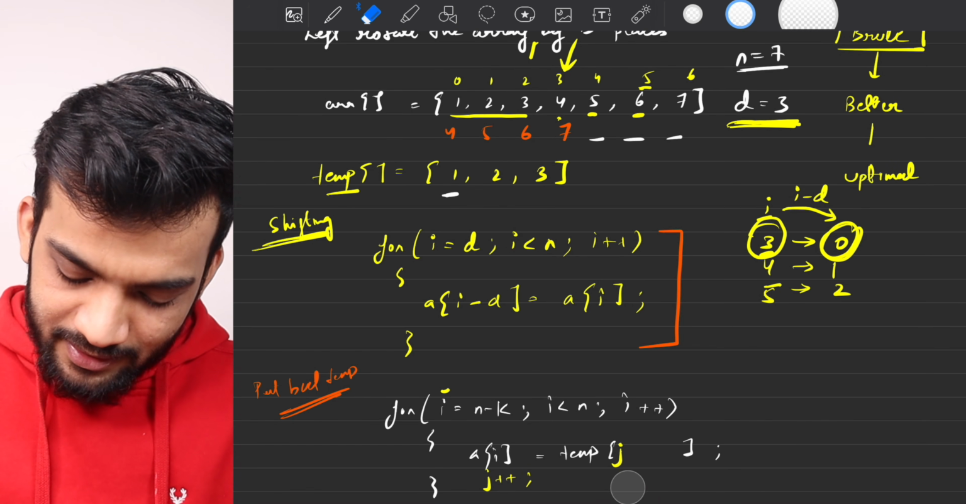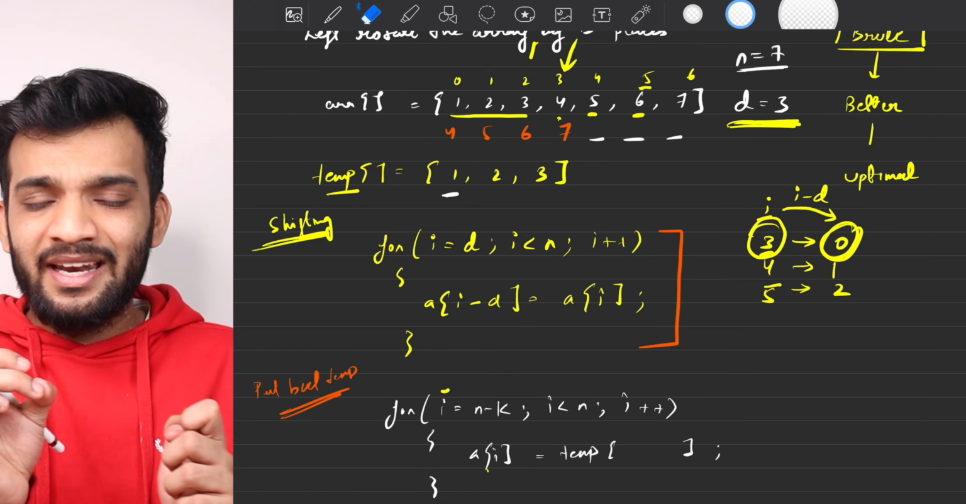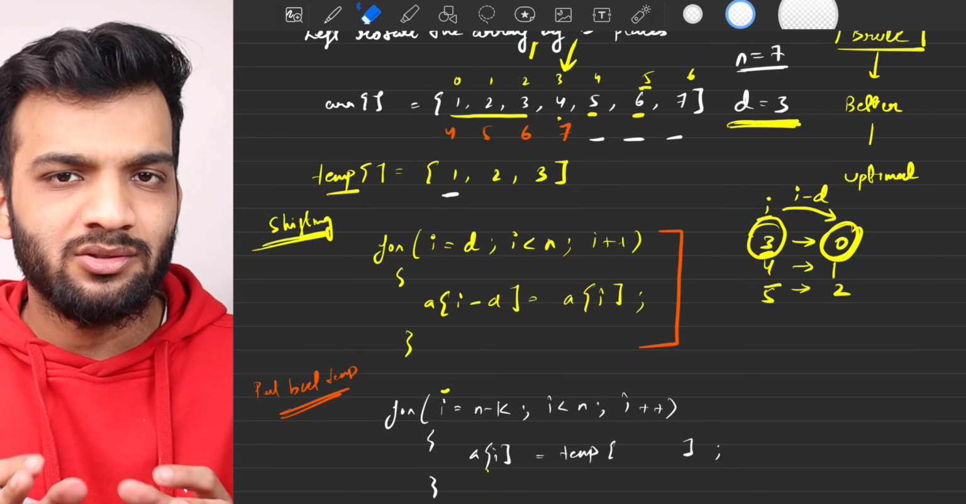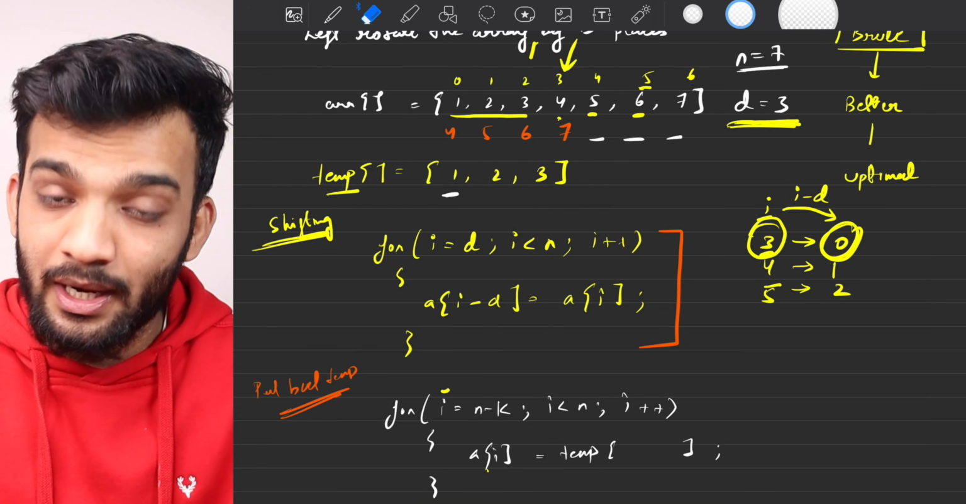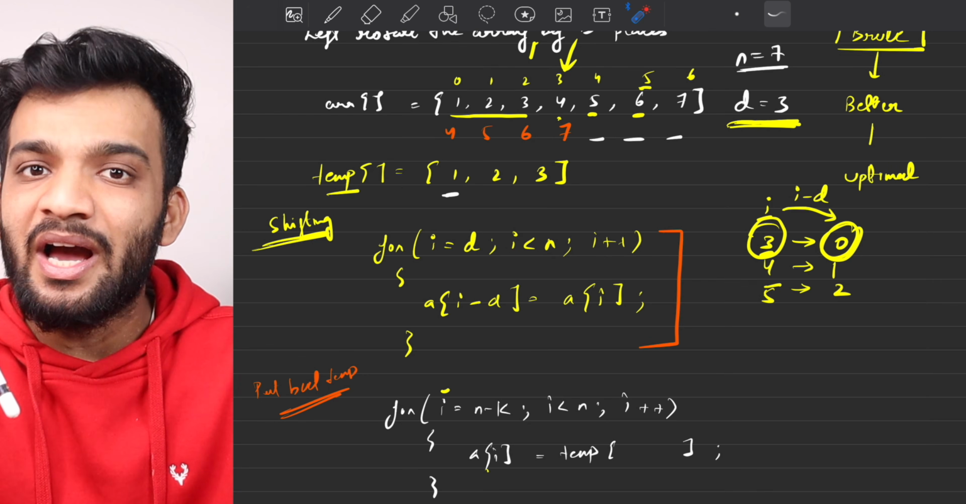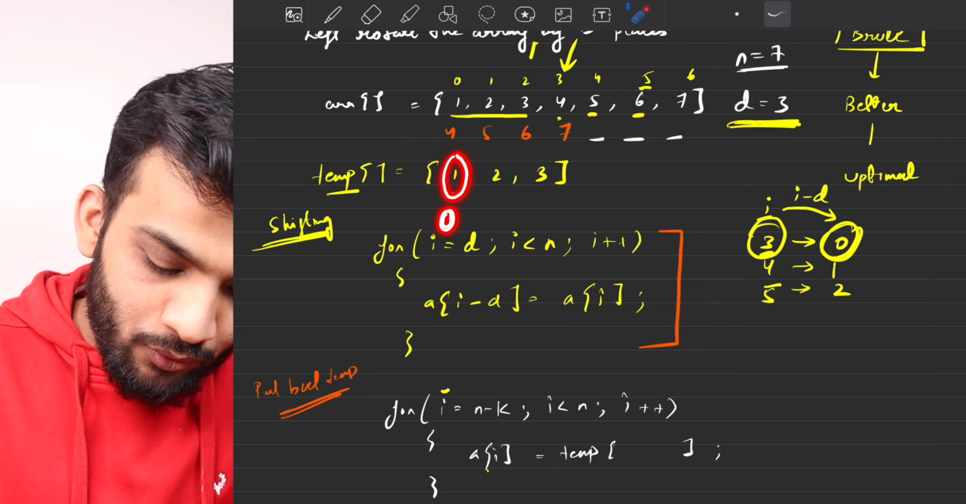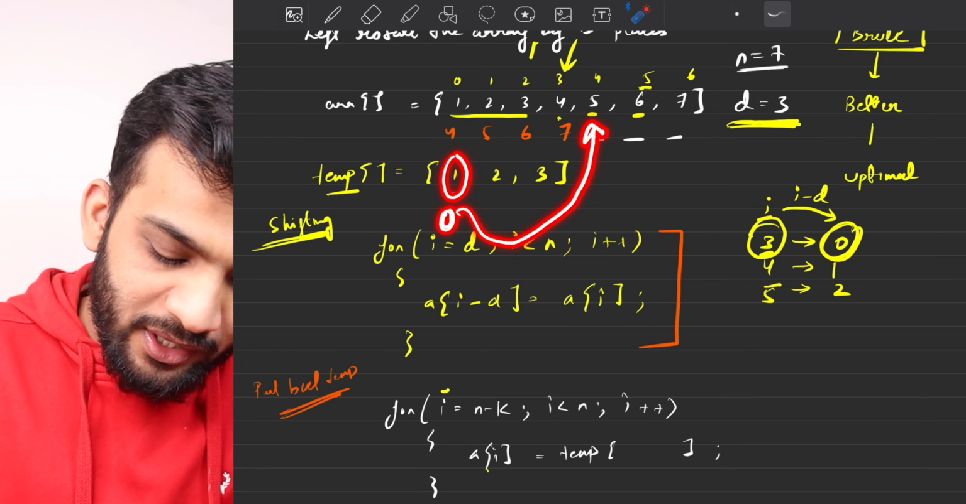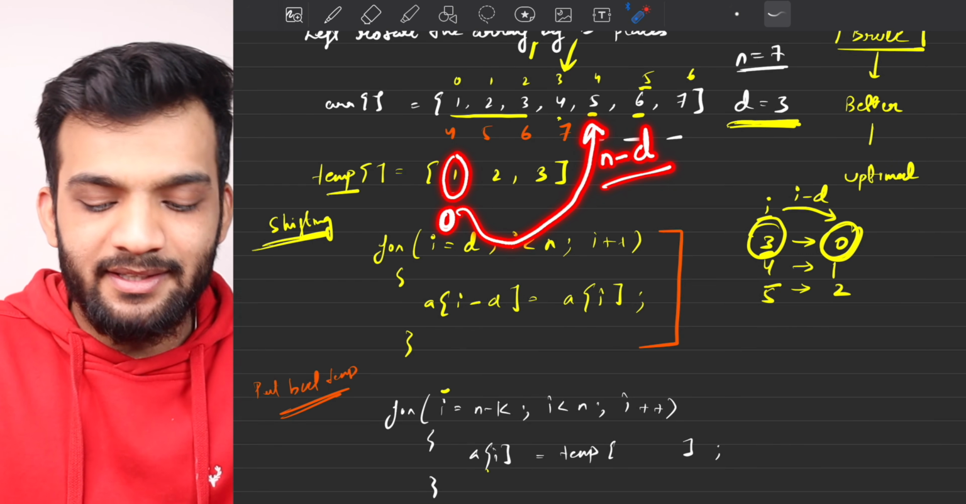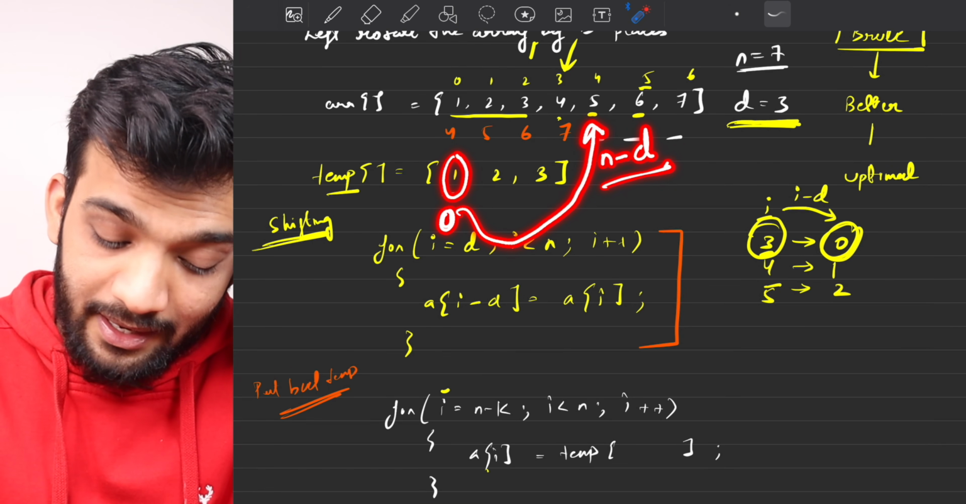Yes, let's get rid of this possible j. Can I deduce something which is mathematically correct? I can, maybe. Something which I know is this element, which is at the 0th index, will always go to the n minus dth index. Can I say this? I can.